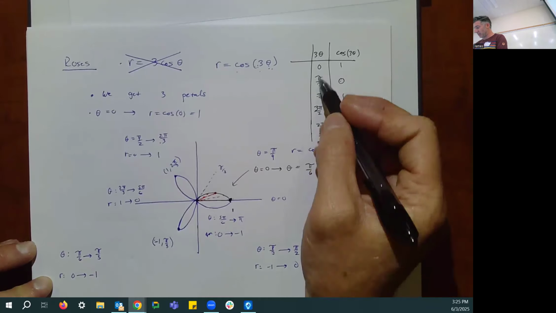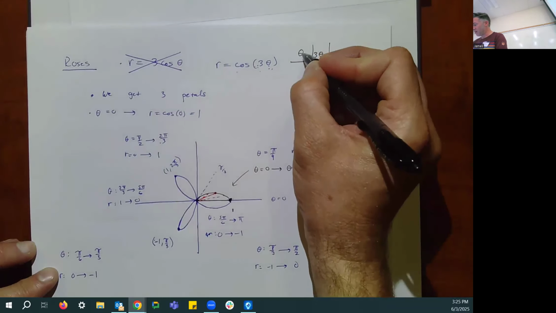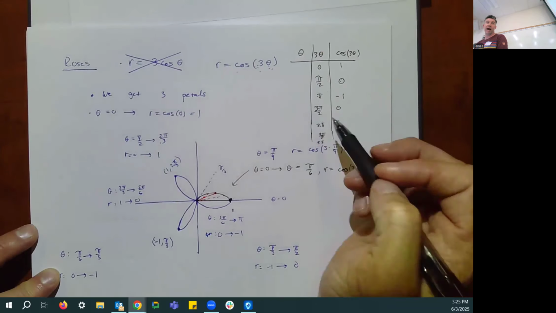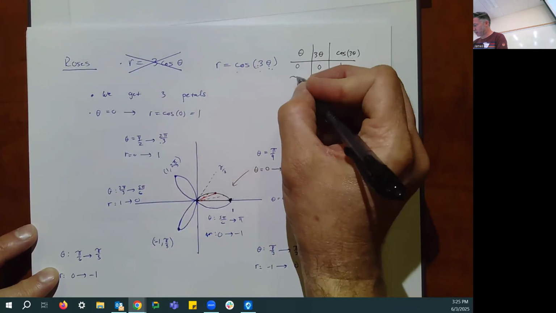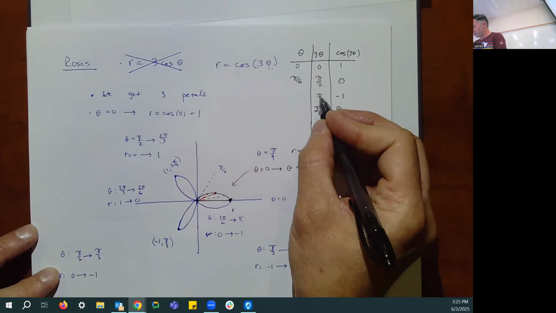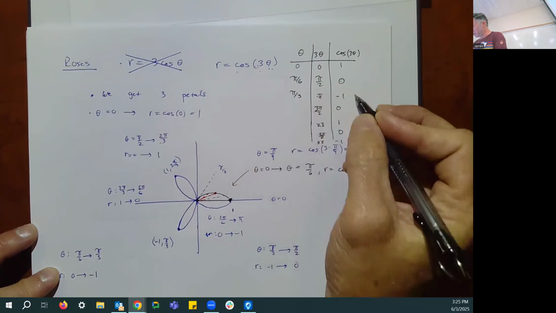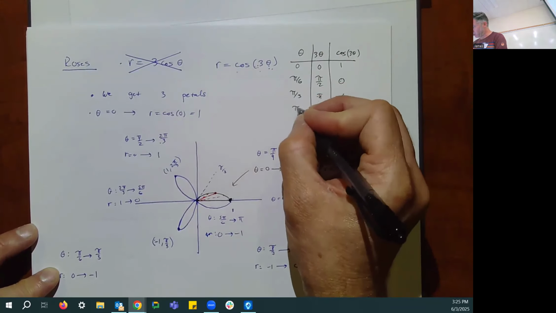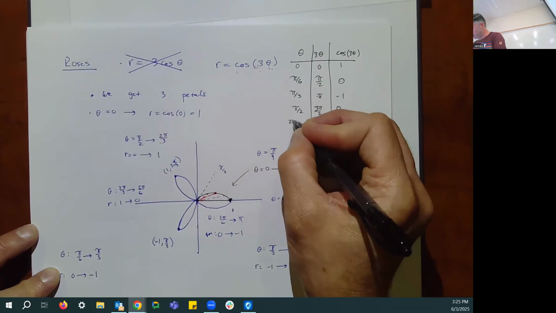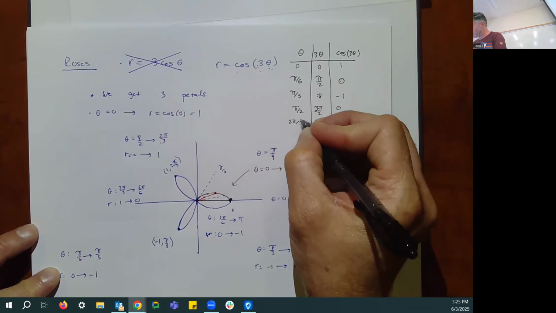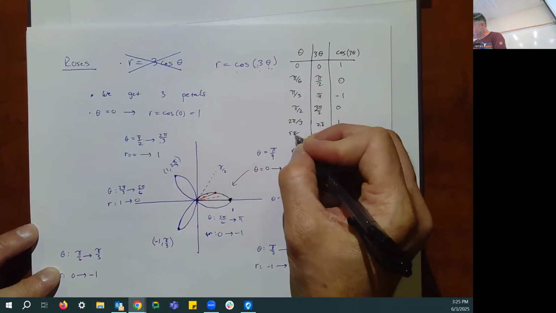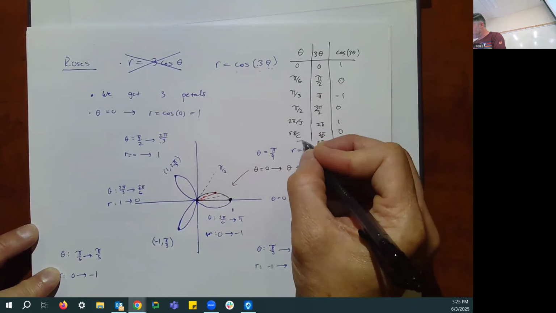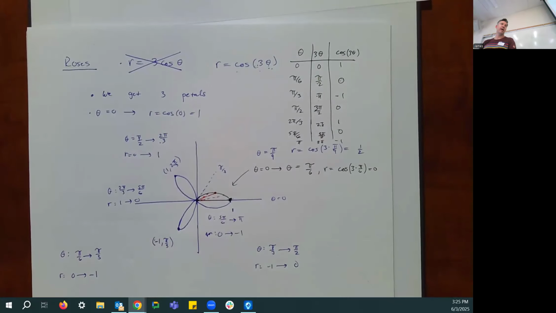But then I'm actually getting the actual theta values by dividing those angles by 3. 0 divided by 3 is 0. Pi over 2 divided by 3 is pi over 6. Pi divided by 3 is pi over 3. 3 pi over 2 divided by 3 is pi over 2. 2 pi divided by 3 is 2 pi over 3. 5 pi over 2 divided by 3 is 5 pi over 6. And 3 pi divided by 3 is pi. So that's where those angles are coming from.